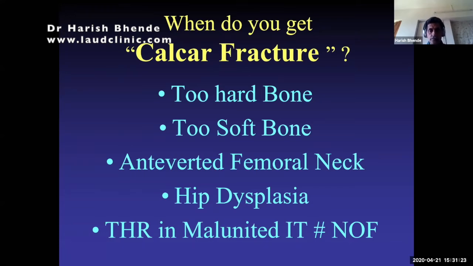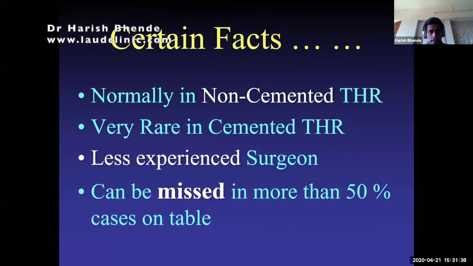Maybe anteverted femoral neck, hip dysplasia, THR in a malunited fracture which is fixed or mal-treated. In all these cases, the femoral geometry is damaged, distorted, and you can get a fracture. So, certain things have come out through the literature. Number one, it is quite common in non-cemented.